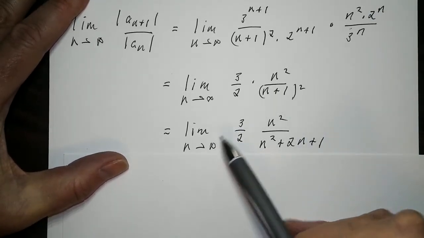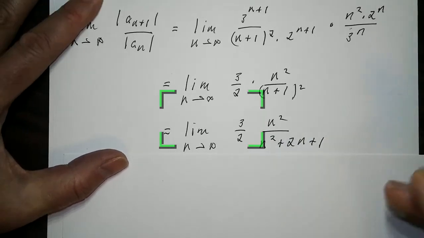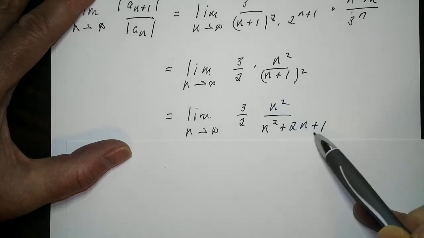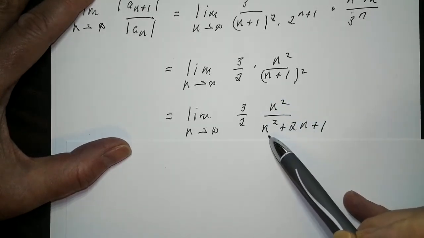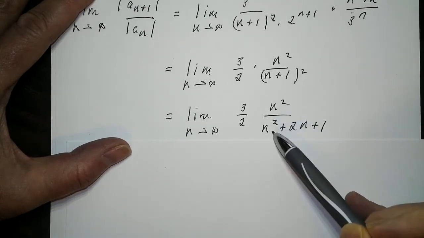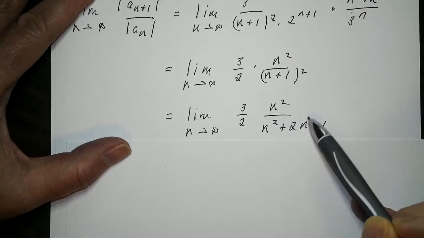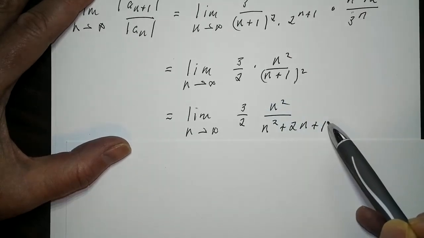So we'll have the limit as n goes to infinity of 3 halves n squared over n squared plus 2n plus 1. Now, as n gets really, really large, the dominant term in the denominator is going to be n squared. So in essence, by looking at the n behavior, we can see that n squared over n squared is equal to 1. This limit will actually be 1 as n gets larger and larger.